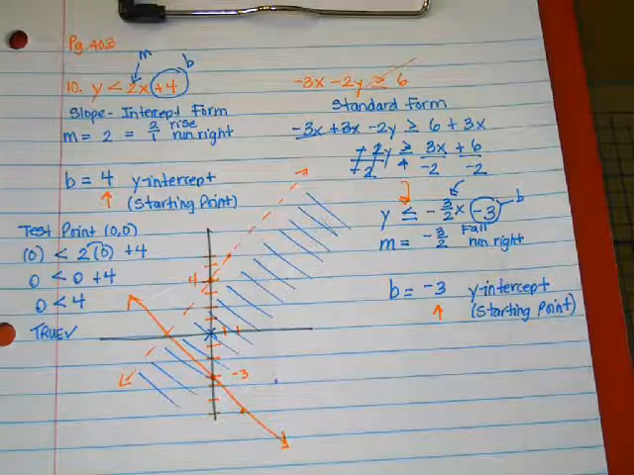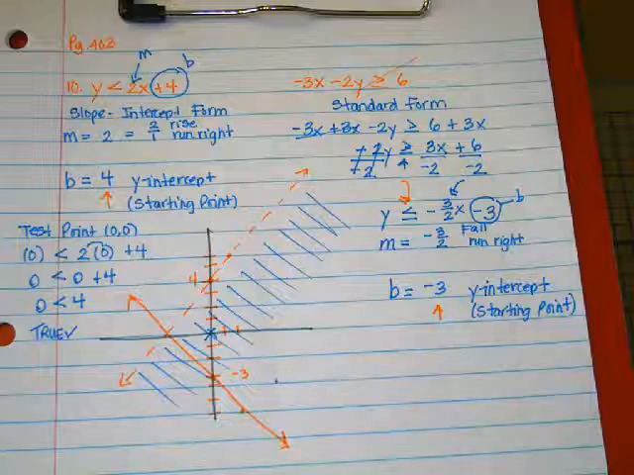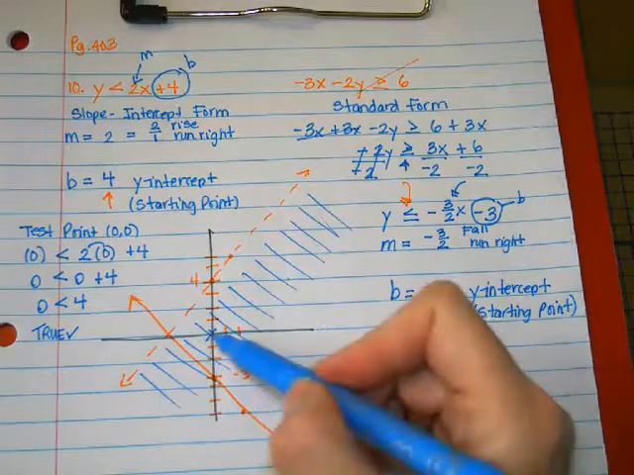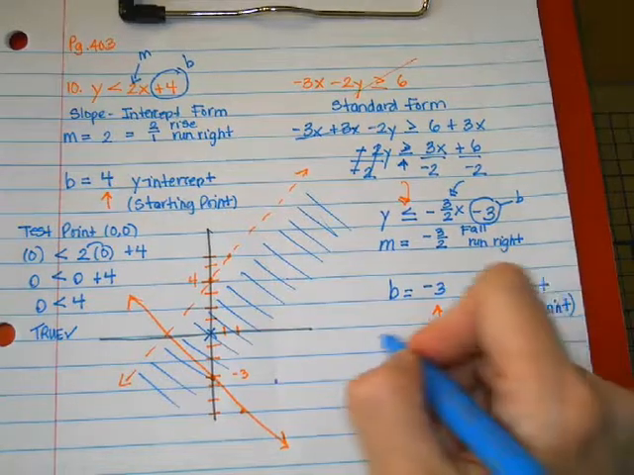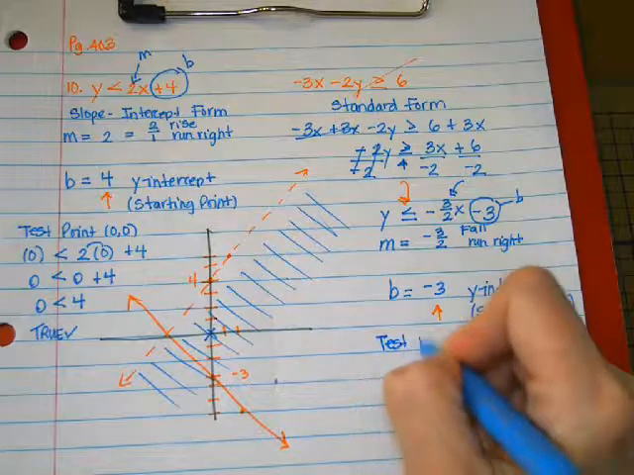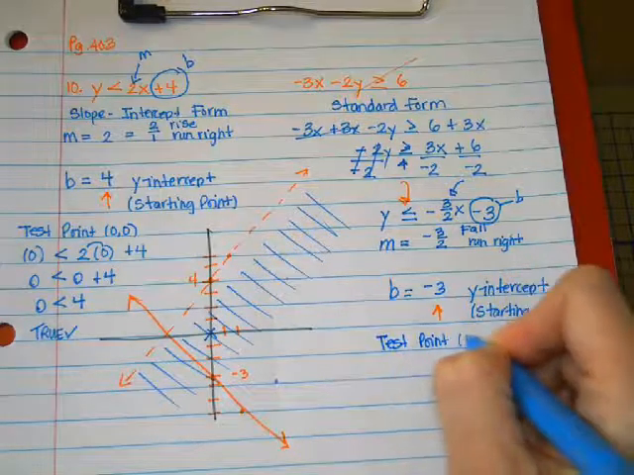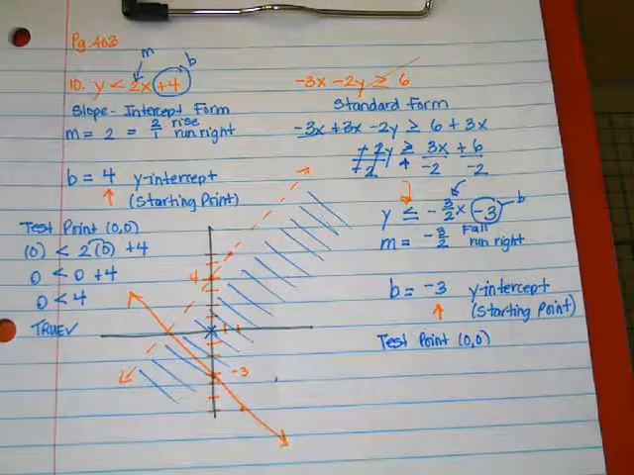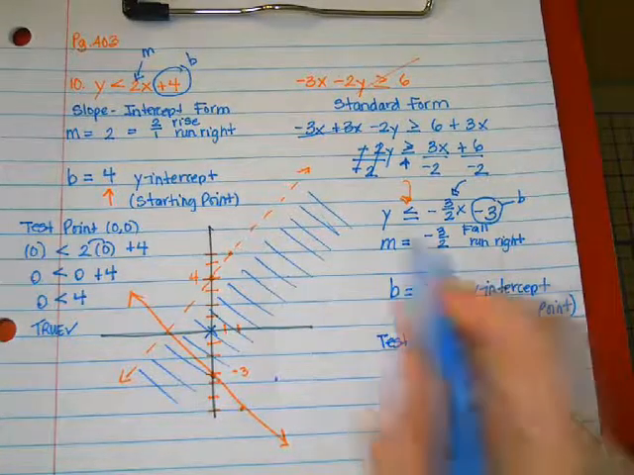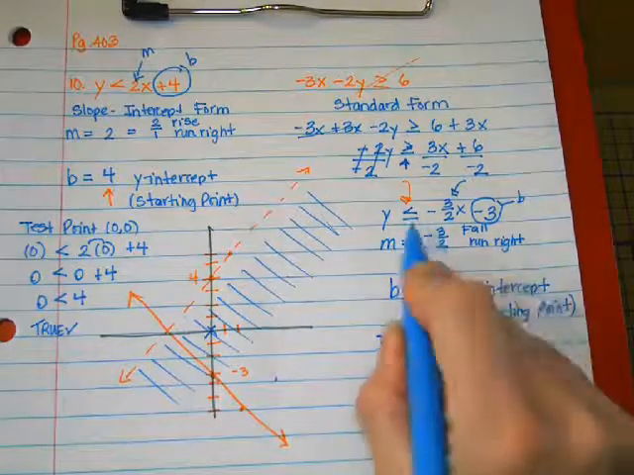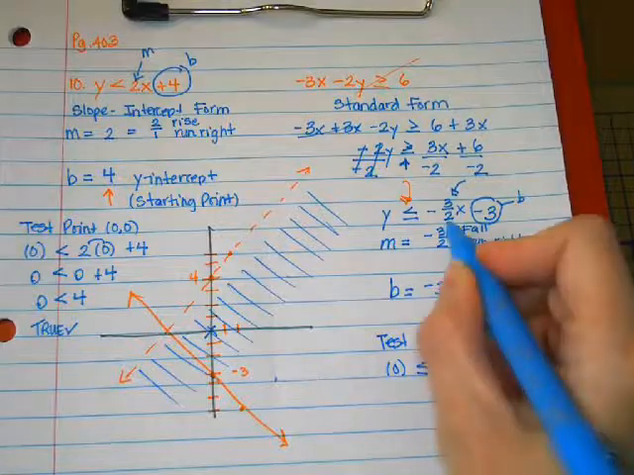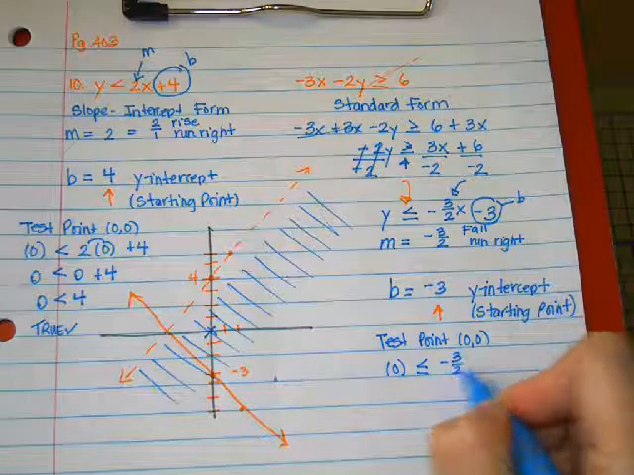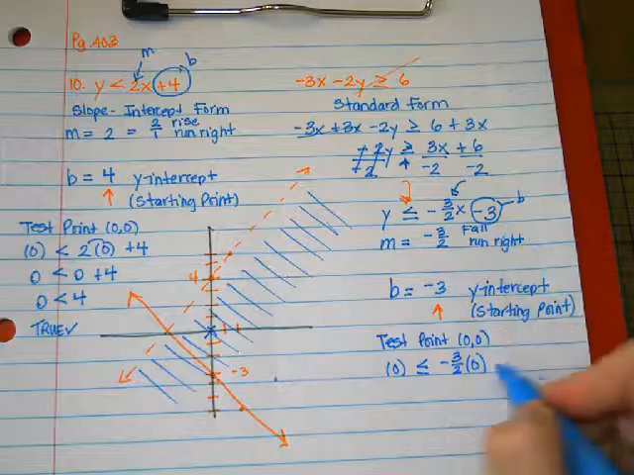And why? Yes, we can, because this line does not pass through the 0, 0. You are correct. So my test point can still be 0, 0. All right, so I'm going to replace my y with 0, my less than or equal to bar, -3 over 2 times 0, and then our -3.